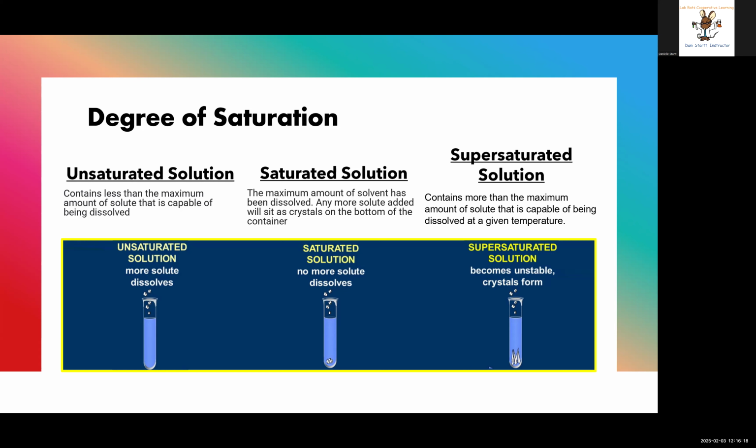Pop it in the microwave for a few minutes and heat it up. You'll be able to add even more sugar to it. Even though you had reached a point where you couldn't add more at room temp, now you're going to be able to add more because we've increased the temperature. When it cools back down to room temperature, it is supersaturated. And if you leave it long enough, it may start to form some crystals. That's how we make rock candy.